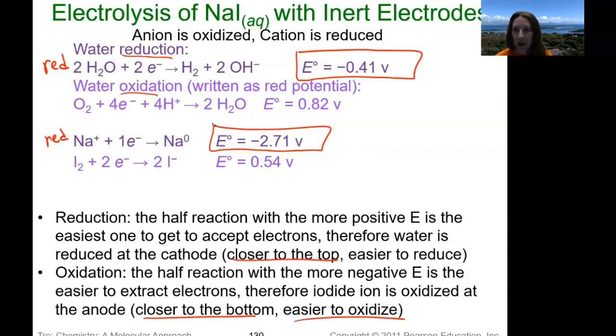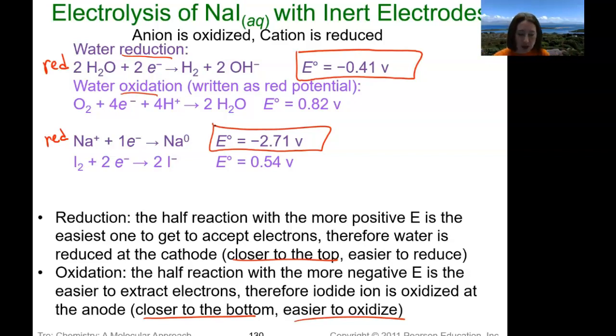Okay, 50-50 way. So someone had a good question. Can you tell this without using the table? Yeah, you just need to remember, the top of the table is positive. The table goes from positive to negative. Positive, reduction. Negative, oxidation. Closer to the top, more likely to be reduced. Closer to the bottom, more likely to be oxidized.